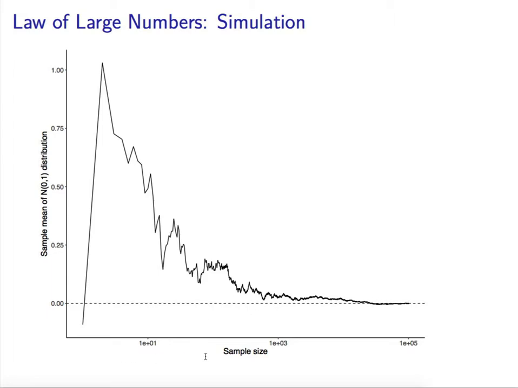Now, this is on a log scale here, so as we move out, we're taking lots of samples, and by the time we get out to the end, we're at about 100,000 samples. When we get close to 100,000, our estimates are virtually on top of the line at 0. It's still variable, wobbling around here and there, but in general the trend is that it's getting closer to the true population mean, 0.